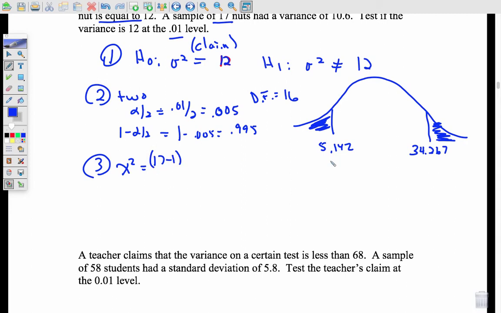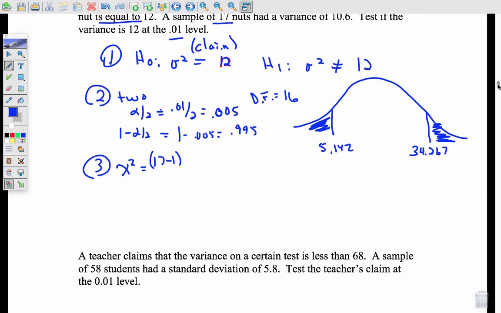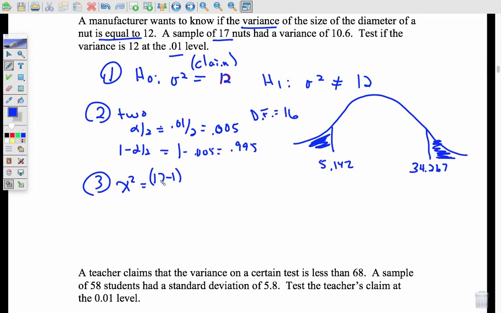Step number 3, we have a new formula for our test score. Our chi-square score is our sample size minus 1, so 17 minus 1, multiplied by our sample variance, which is 10.6, divided by our population variance, which is 12. Notice I'm not squaring those values because they're already given as the variance. S squared was a symbol for sample variance. Sigma squared was a symbol for population variance. I don't need to square those values. I just put those in there and make my calculation. So I get a test score of 14.13 when I calculate that.